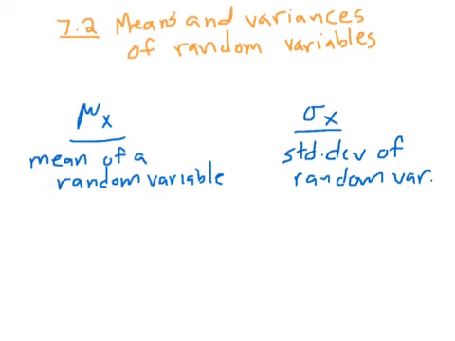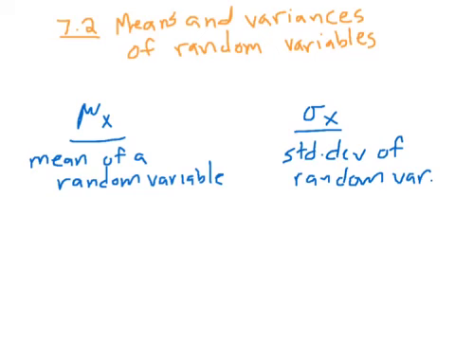Well, remember last video, I introduced this variable x that was the number of hearts you get in a five-card poker hand. I think we'd agree that every time you deal a five-card poker hand, it's random, so you're going to get different numbers of hearts in each hand, perhaps. The mean of x, or mu of x, is the average number of hearts you would get in many, many, many hands. Okay?